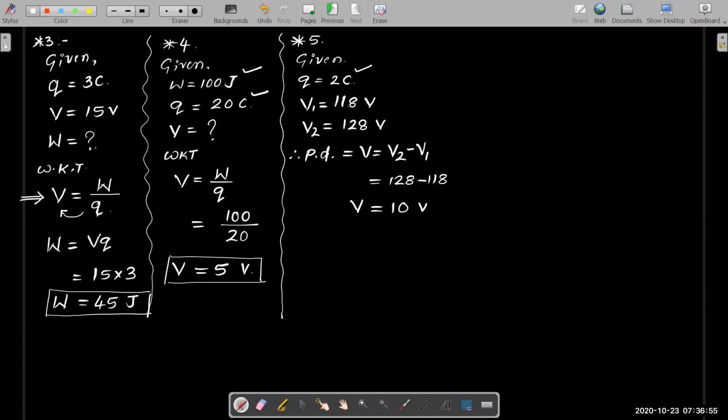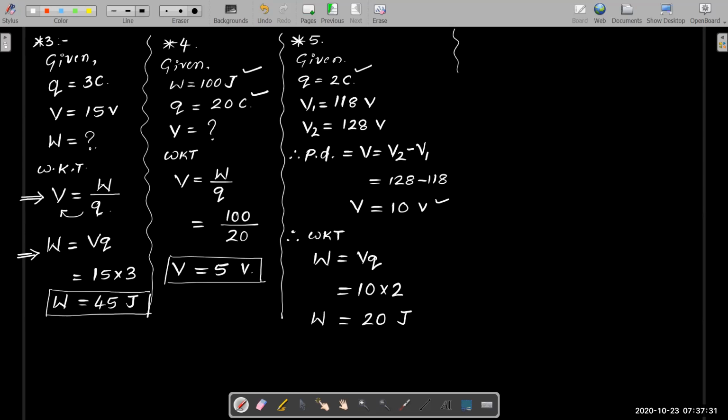So we know the charge and we got the potential difference, right? Therefore, we know the formula. What is that formula? W is equal to V into Q. Just now in question number 3, we have used that formula. Or you can write V is equal to W by Q and modify it to get W is equal to V into Q. Now substitute the values, it is 10 into 2. Therefore, it is 20 joule. So 20 joule of work is done in moving the charges between those 2 points.